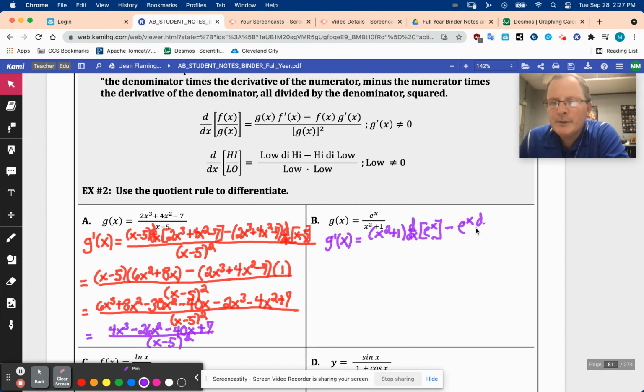Okay, derivative with respect to x of the bottom, x squared plus 1. All divided by the bottom squared.